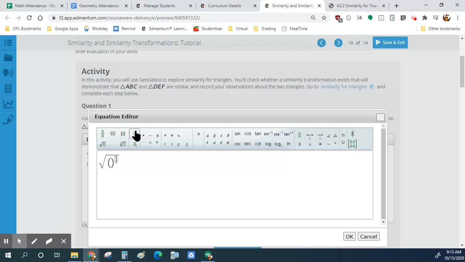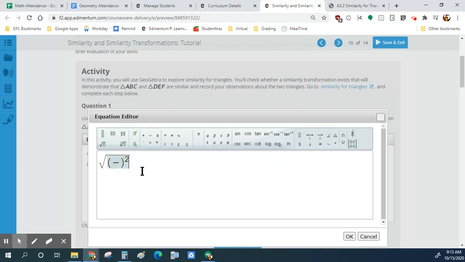Edmentum, why do you... Everywhere I've gone, guys, this little caret symbol is exponents. Edmentum is special, or Edmentum thinks it's special, and it's like, we're not going to make it shift 6. We're going to make it control up.